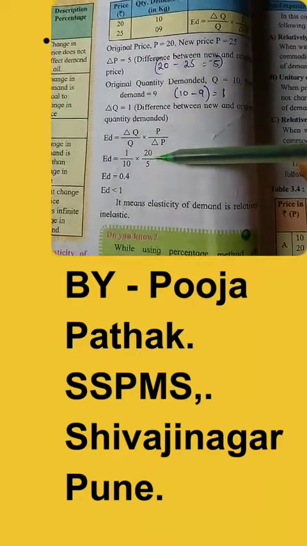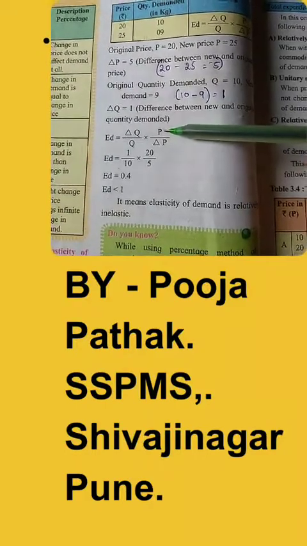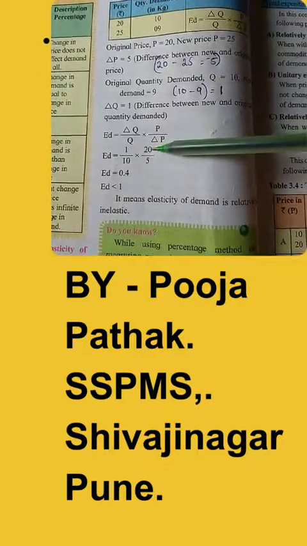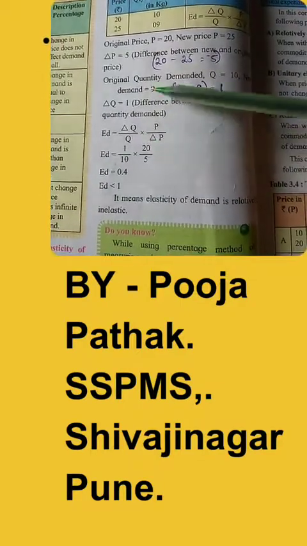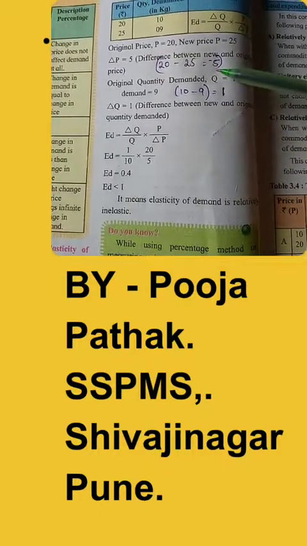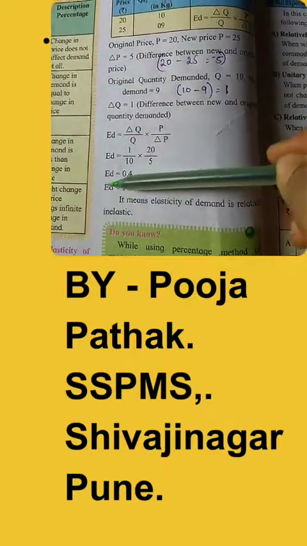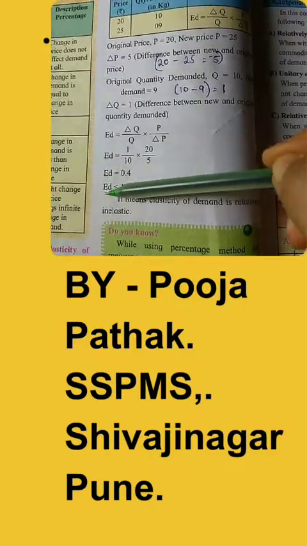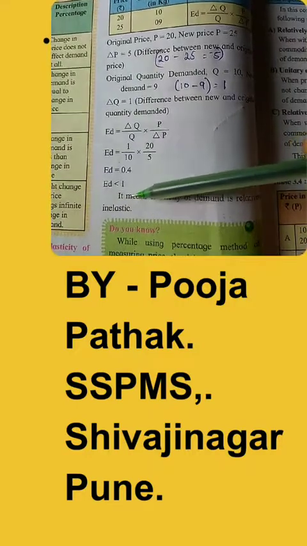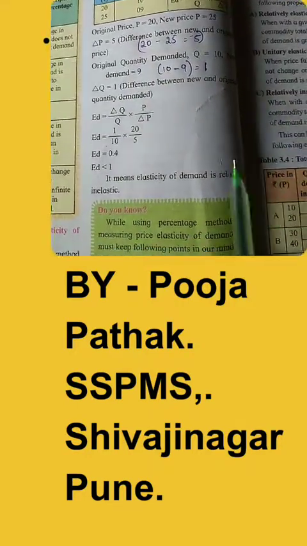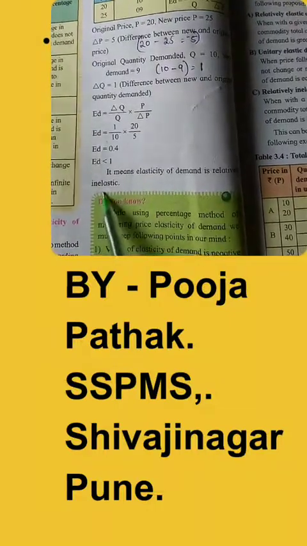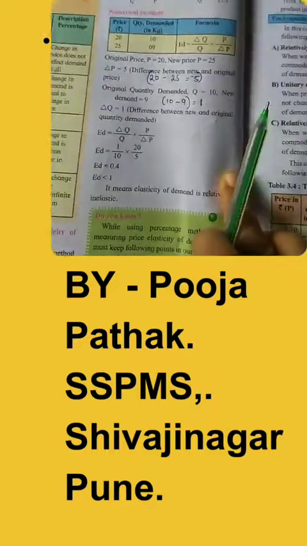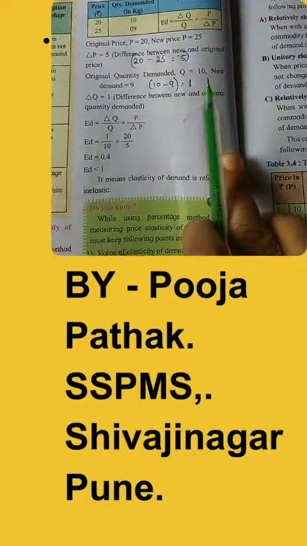Multiplied by P. P is the original price. What is the original price? 20. So 20 divided by delta P. Delta P we have already found out, delta P is equal to 5. So divided by 5. So ED is equal to 0.4. 0.4 is less than 1, so ED is less than 1. It means elasticity of demand is relatively inelastic in this example. So in this example, we have found out what the elasticity of demand is.